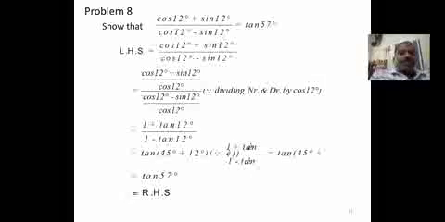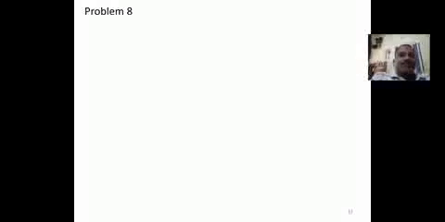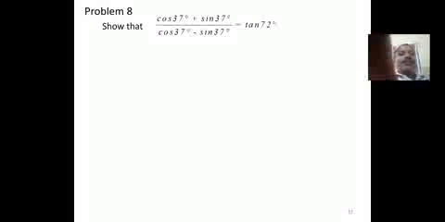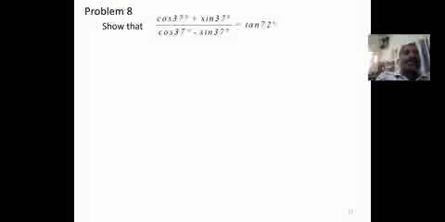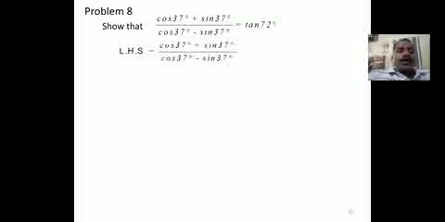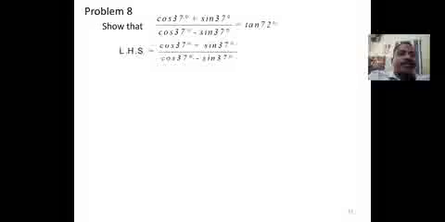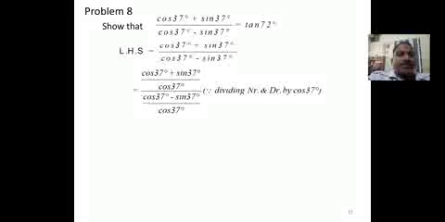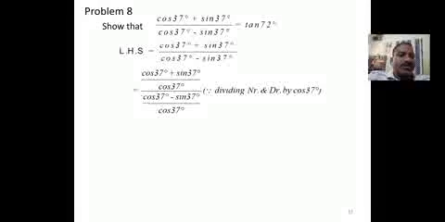Similarly, one more problem, the same as this, that is (cos 37 degrees plus sin 37 degrees) by (cos 37 degrees minus sin 37 degrees) is tan 72 degrees or cot 18 degrees. Left hand side part is (cos 37 plus sin 37) by (cos 37 minus sin 37). Divide numerator and denominator with cos 37, then (cos 37 plus sin 37) by cos 37, whole divided by (cos 37 minus sin 37) by cos 37.